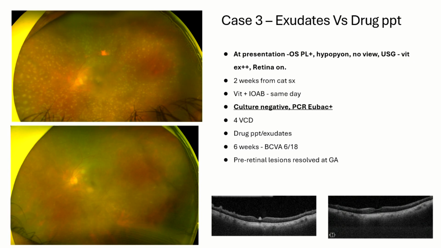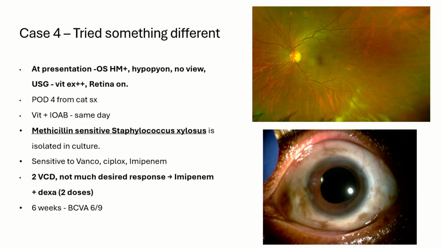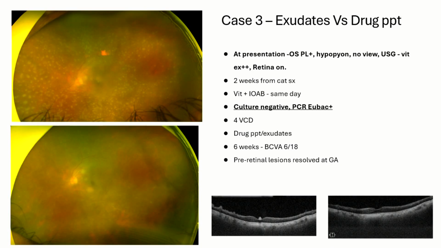Again, it's a typical acute postoperative endophthalmitis. She was culture negative, PCR Eubacterium positive. We gave VCD. It's a debatable thing whether this is drug precipitate or exudates, we had discussed in the class. And finally they disappear, whatsoever it is. But her vision remained 6.18. Some corneal decompensation changes were there. Again, this patient also did well despite this little scary picture.